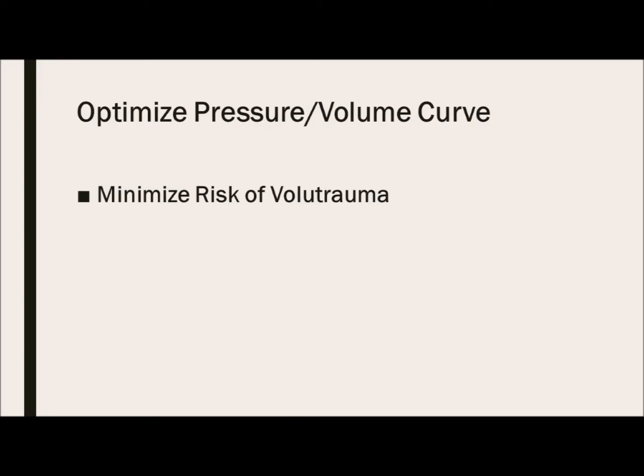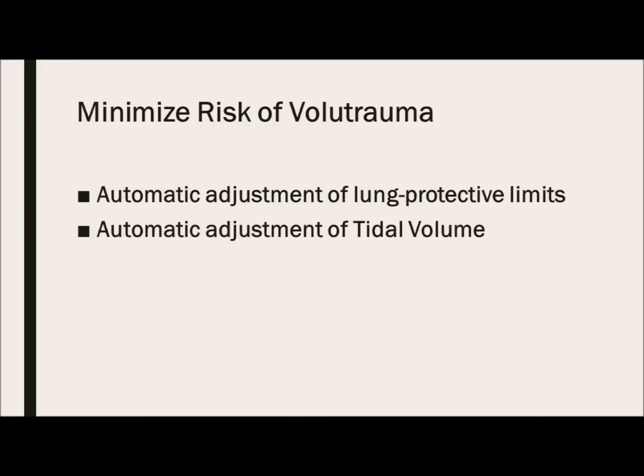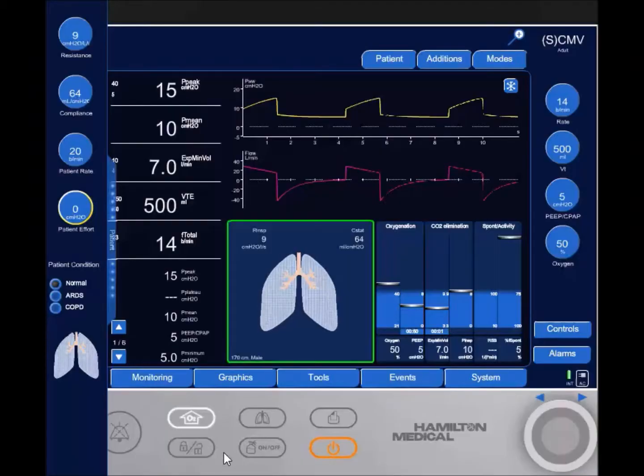In regards to optimizing the pressure and volume curve, the aim is to minimize the risk of volume trauma. To minimize the risk of volume trauma, does your mode allow for the automatic adjustment of lung protective limits? And does it allow for the automatic adjustment of tidal volume? Does volume control CMV with set point targeting have the capability or the abilities to minimize the risk of volume trauma?